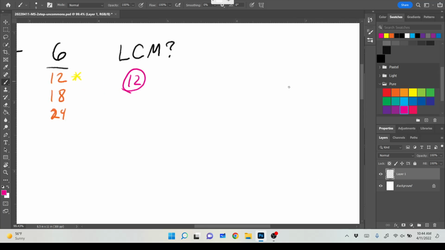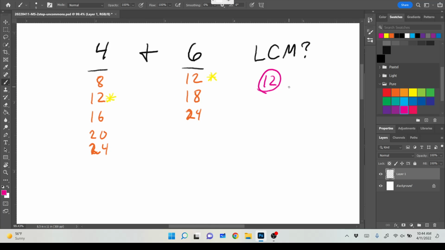Let's do another one. But couldn't you just do 4 plus 6? No, you couldn't, because they're multiples, not addiples. That's an addition. That's an and sign, because it has the little dash in it.